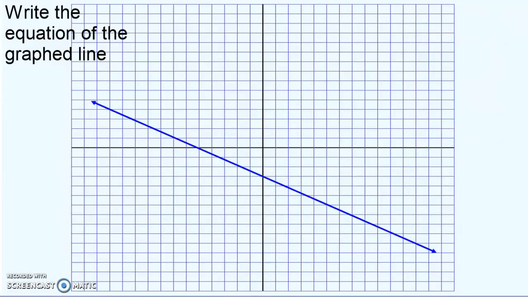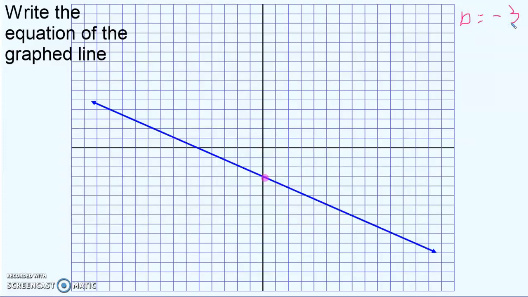Alrighty, write the equation of the graphed line. So first thing we're going to look for is where the line crosses the y-axis, and it crosses right here. So in this case, we're going to have a negative y-intercept. So b is equal to negative 3.